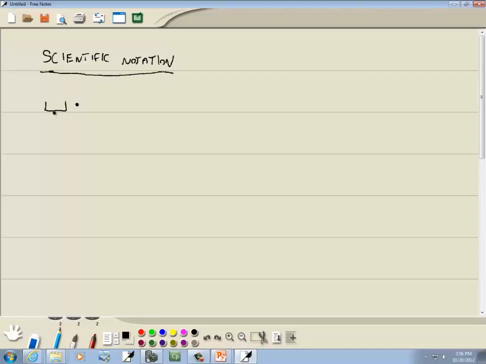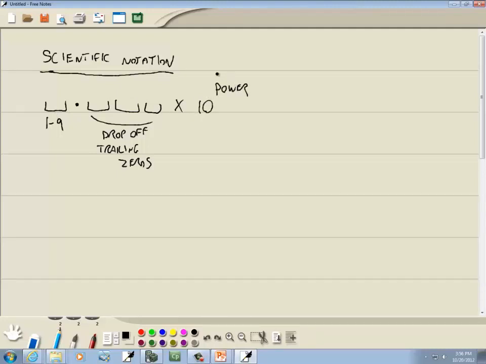Okay, what we're going to have is a single digit, and this will be from 1 to 9. Then a dot, and we'll have some more digits here. And we're going to drop off the trailing zeros. So any zeros at the very end you drop off. Now that first digit can't be 0, by the way. It has to be between 1 and 9. And then this will be times 10 to a power. And that's our scientific notation.